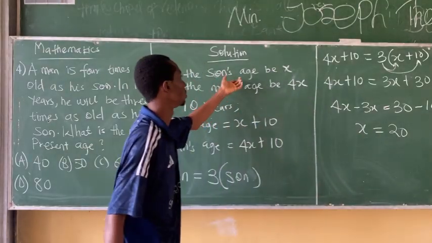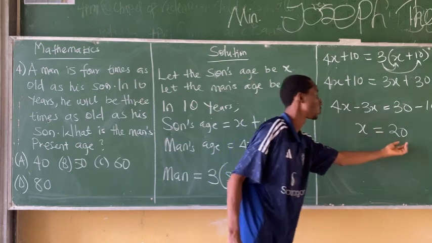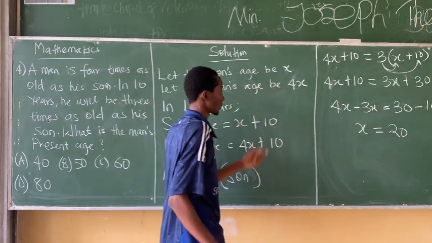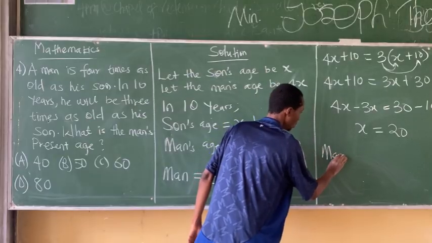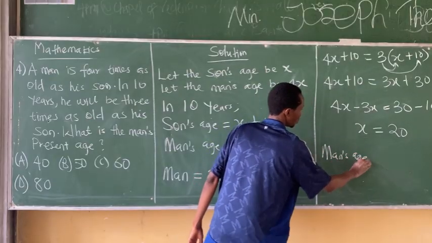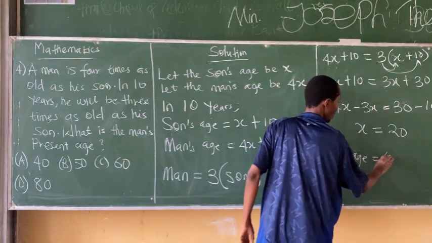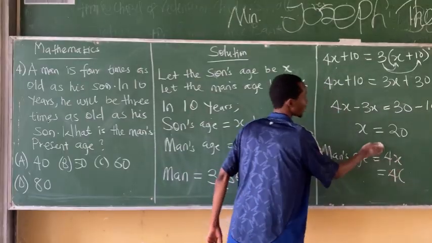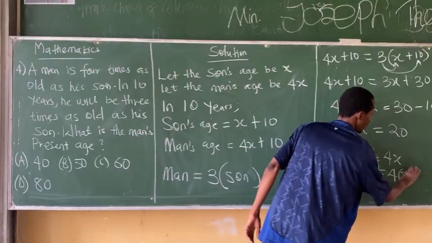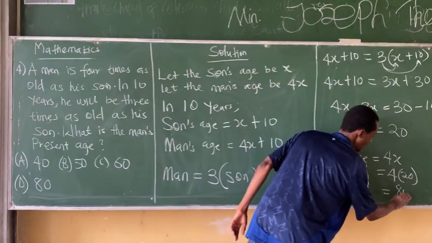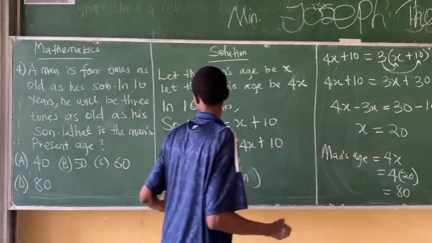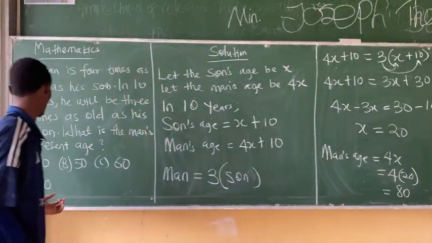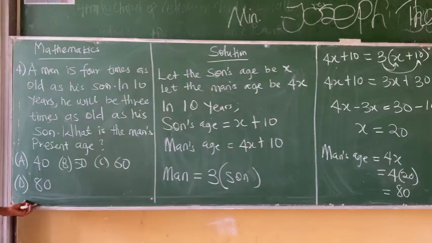Therefore, we know the son's age, which is x, as 20. Now, to get the man's age, it is 4x. The man's age is 4x here, which is 4 into x, you have 20. 4 times 20 is what? 80. Therefore, the man's present age is 80 years. So the correct option there is option D, 80.